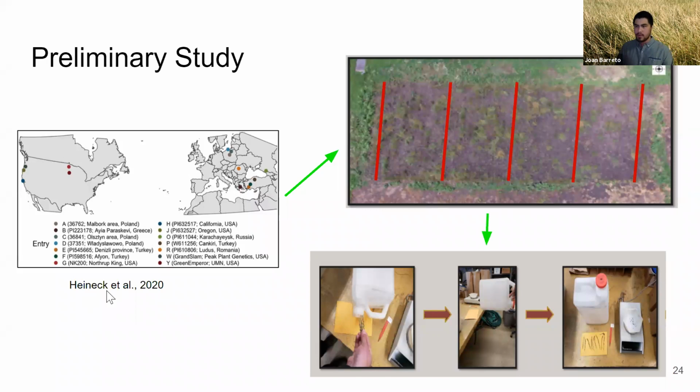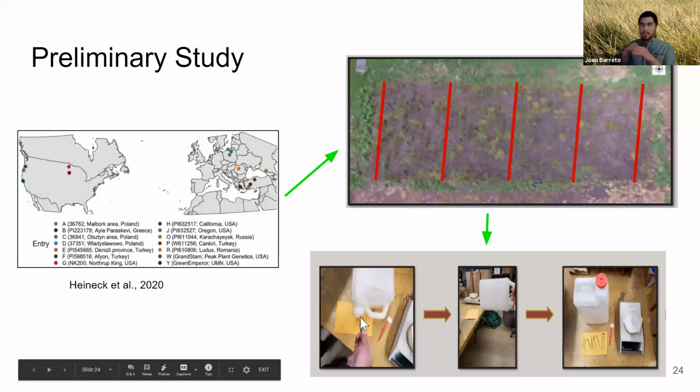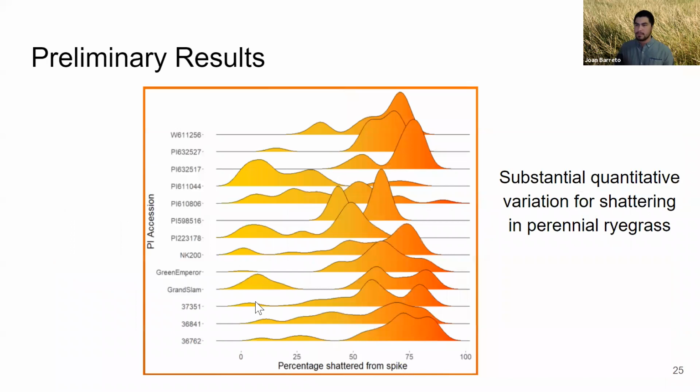He planted it here in St. Paul in a randomized complete block design with four blocks. This is an aerial image showing the blocks. I went to this field during the summer and took the plants that still had heads, which are the plants that survived the winter. I collected these spikes, put them in a bottle, and dropped them from a particular height. Then I measured the amount of shattering, the amount of detachment that was induced with this mechanical process.